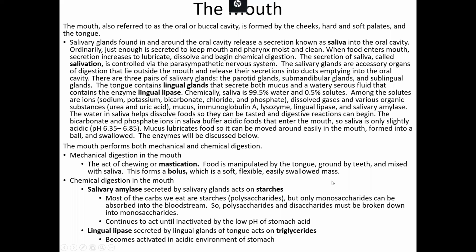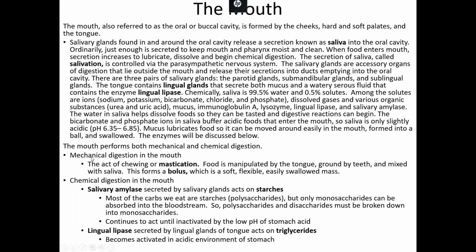Okay, so picking up where we left off last time, got to finish talking about production of saliva from our salivary glands. What's all in saliva? We're going to talk about digestion with regards to the mouth. Two forms of digestion take place thanks to our mouth: mechanical, chemical.